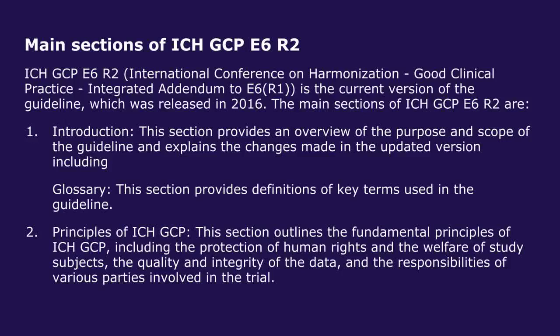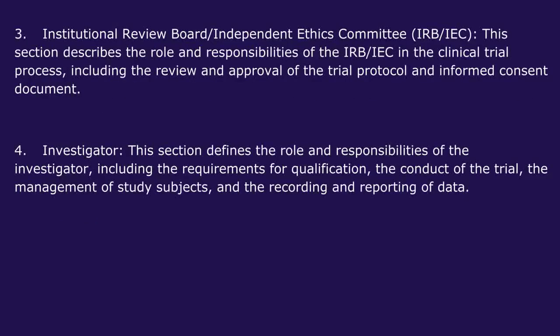Section 2 Principles of ICH-GCP. This section outlines the fundamental principles of ICH-GCP, including the protection of human rights and the welfare of study subjects, the quality and integrity of the data, and the responsibilities of various parties involved in the trial. Section 3 Institutional Review Board, Independent Ethics Committee, IRB-IEC. This section describes the role and responsibilities of the IRB-IEC in the clinical trial process, including the review and approval of the trial protocol and informed consent document.